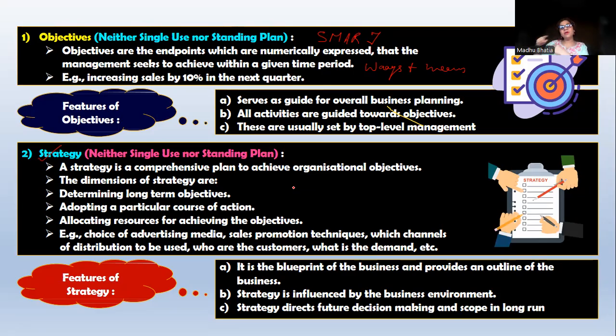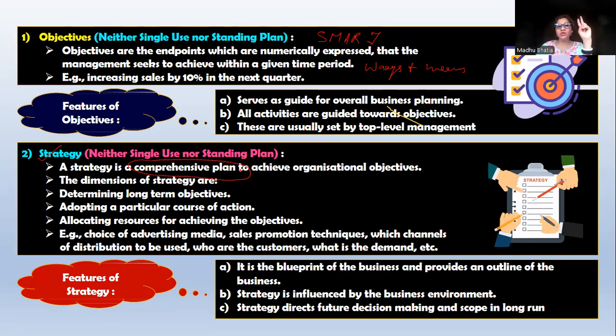So as your competitors will keep on changing their moves, you have to change your moves. Okay, so strategy, it's a comprehensive plan. ये वर्ड जो है हम 2-3 प्लान्स में यूज करते हैं. So strategy is a comprehensive plan, and the purpose is to achieve the organizational objectives.